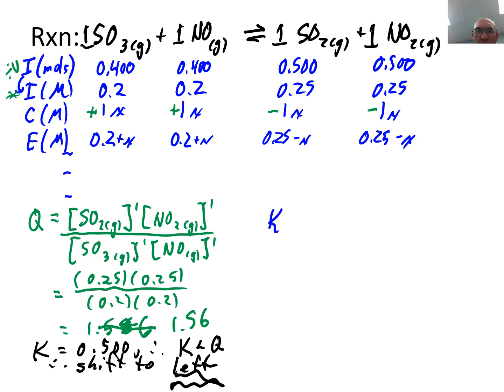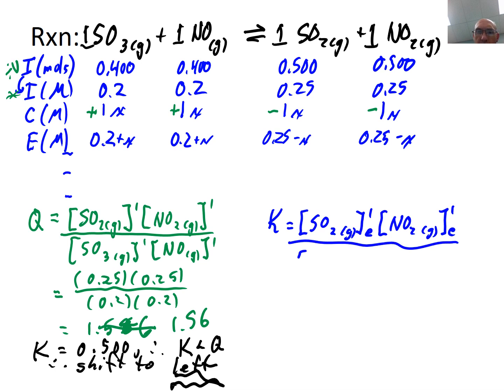K equals, it's exactly the same formula as what you see on the left: concentration of SO2 gas, this time at equilibrium, first order, times the concentration of NO2 gas at equilibrium, first order, divided by concentration of SO3 gas at equilibrium, first order, times concentration of NO gas at equilibrium, first order. So the difference between the two is K is at equilibrium and Q is not.